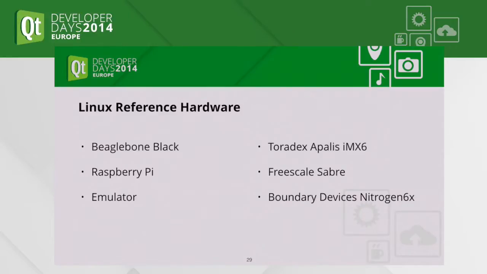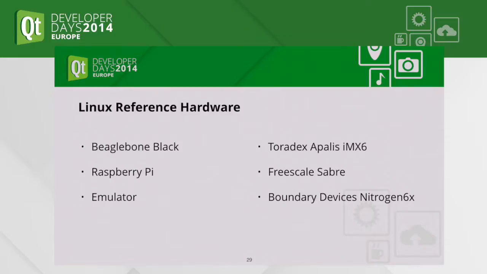And then we have the IMX6-based devices. IMX6 is a system on chip. If you were at the keynotes earlier, there was a lot of discussion about this. This is a great SoC for Qt. We run very well on it, and our reference devices really reflect that.